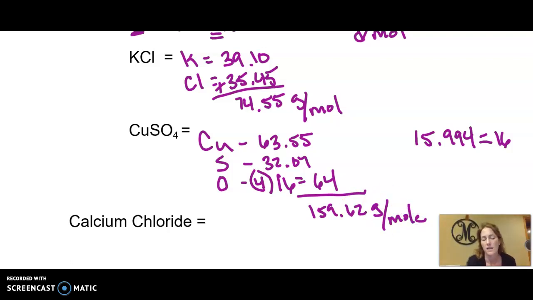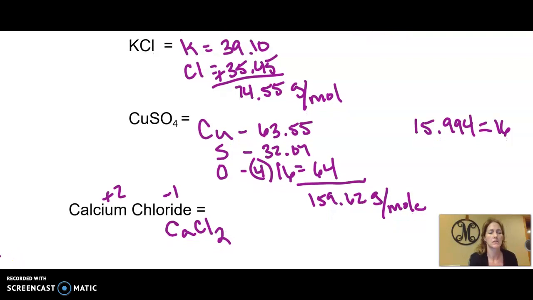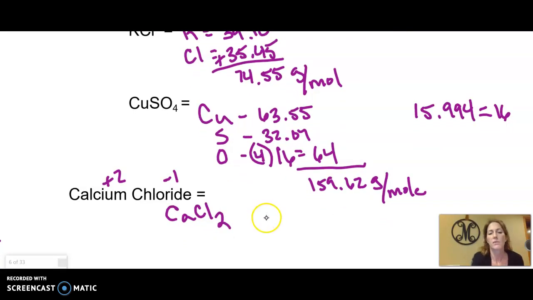The last type of problem, you may be given the name and you have to write the formula. Just as a review, don't forget to check your charges. Calcium is a +2, chlorine's a -1. So this is CaCl2. So now, when we work this out, I'm going to lower my screen a little bit for you. For calcium, the mass is 40.07.